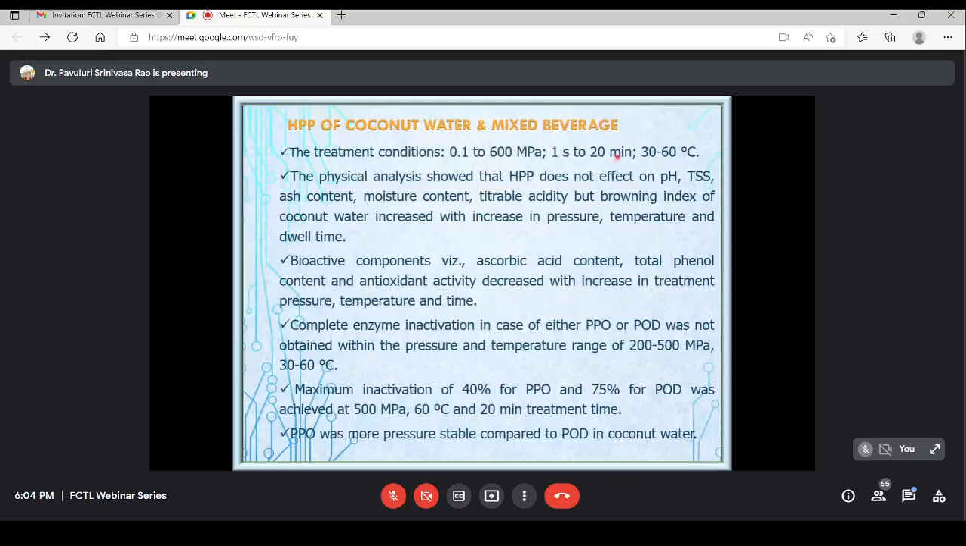Similarly, we have a coconut water treatment, where we could use 500 megapascal, 60 degrees centigrade, and a 20 minute treatment time to obtain 40% PPO and 75% POD inactivation. In this case, PPO was more pressure stable compared to POD, whereas in other cases it was different. That means the resistance of the enzymes is also composition dependent. That is what we could understand from the studies.